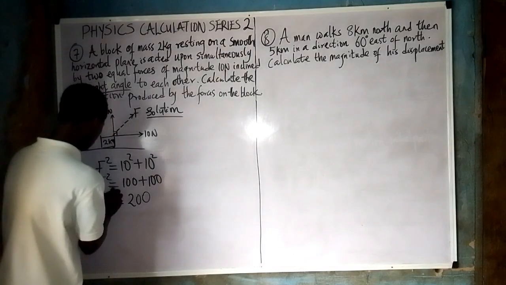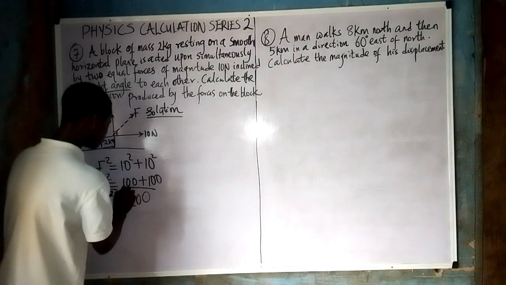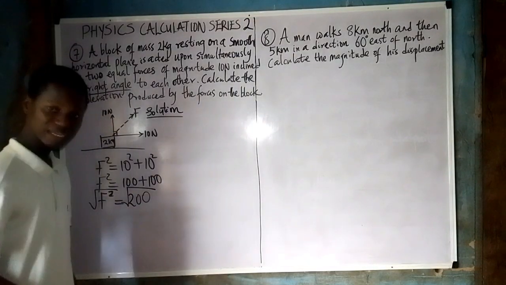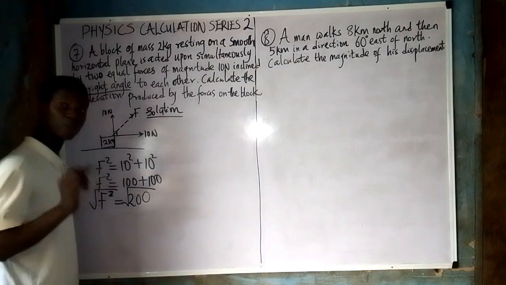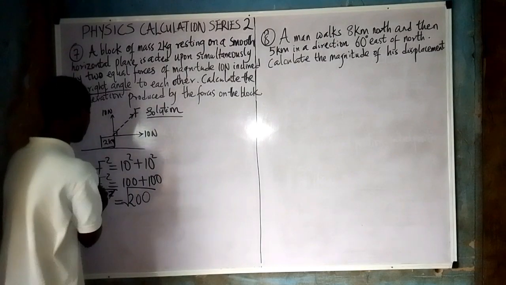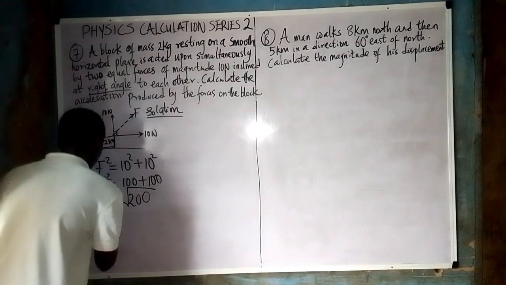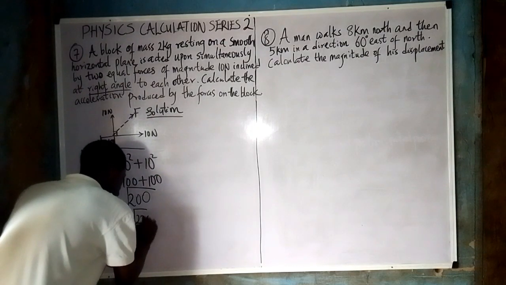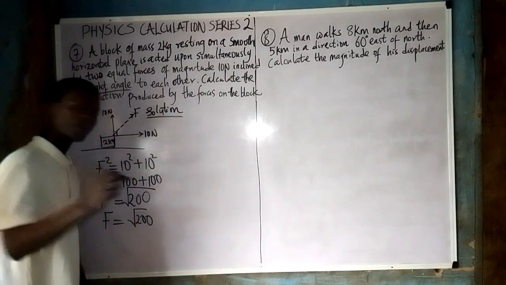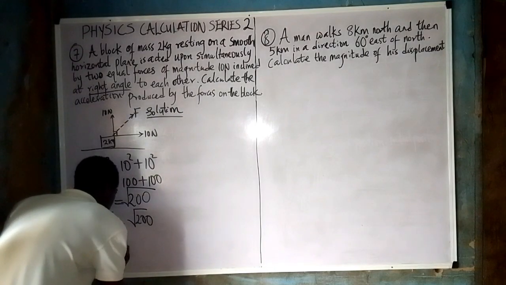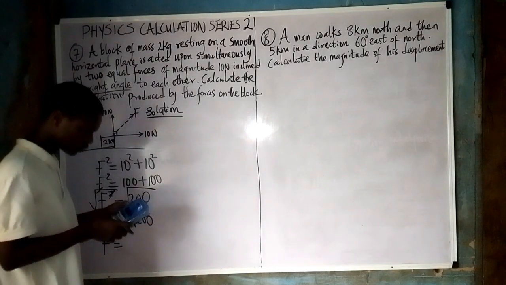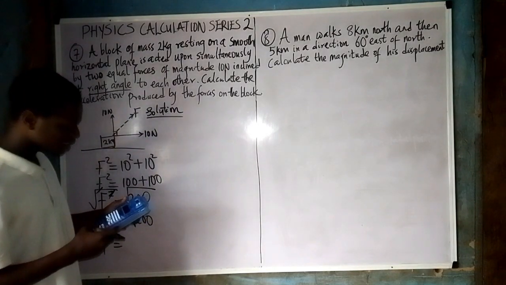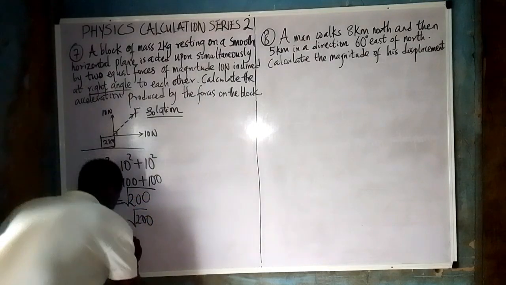So we say square root of this side, then square root of this side. The square and square root cancel, so what will be left here? Just F equals the root of 200. Now what will happen? If you do that with your calculator, the root of 200 is approximately 14.14.